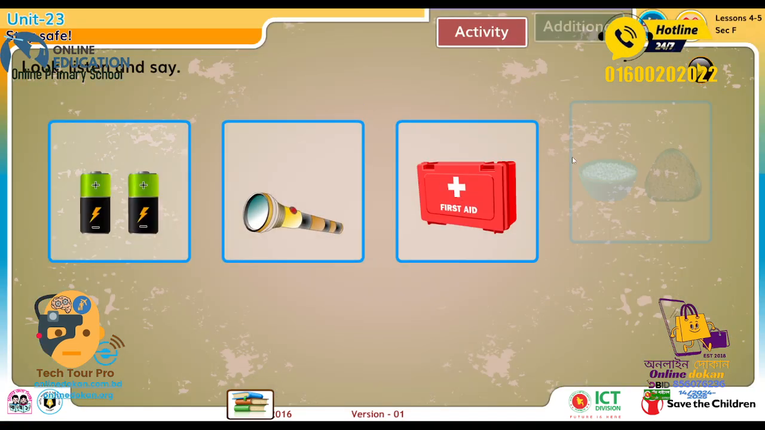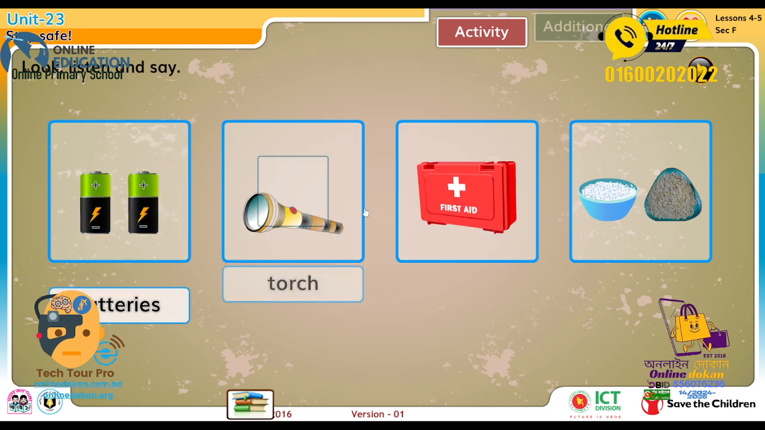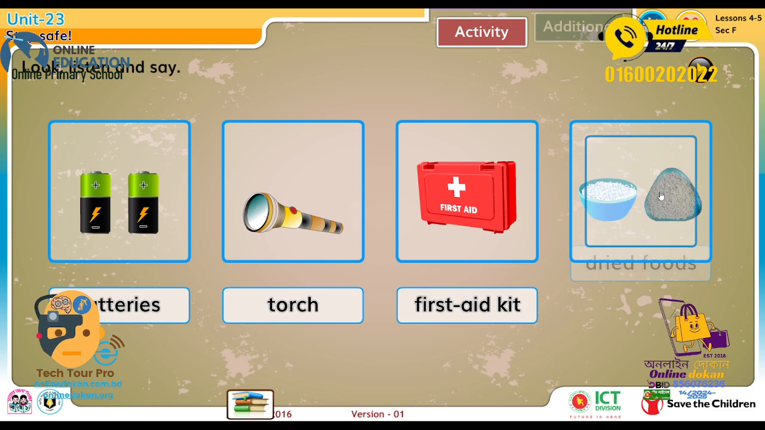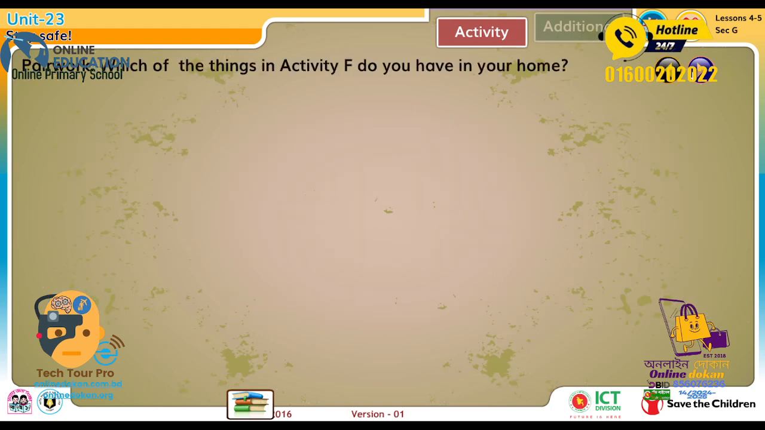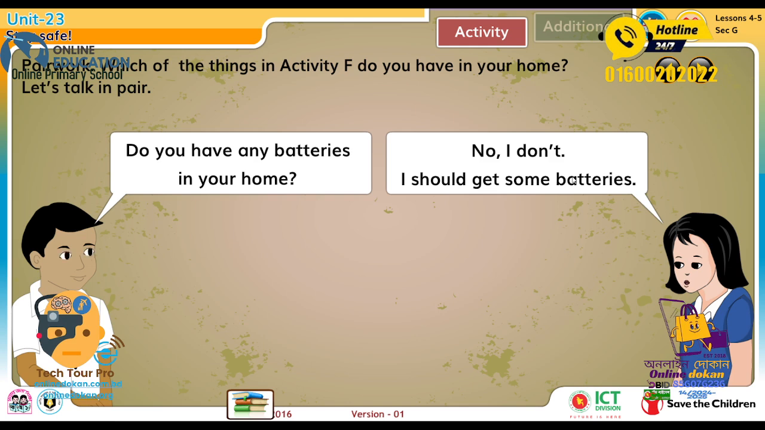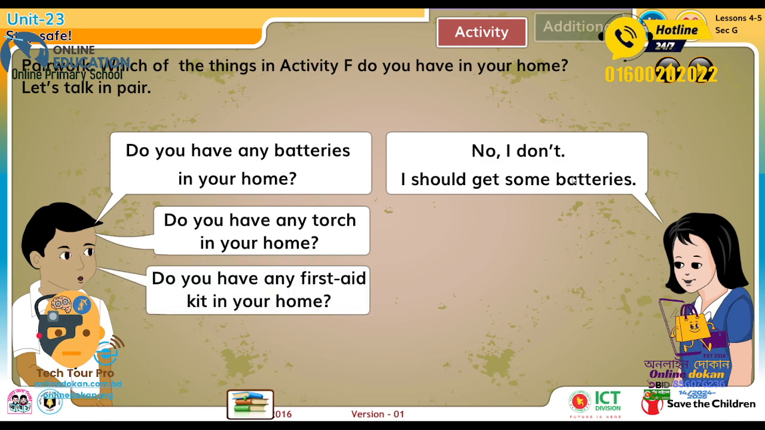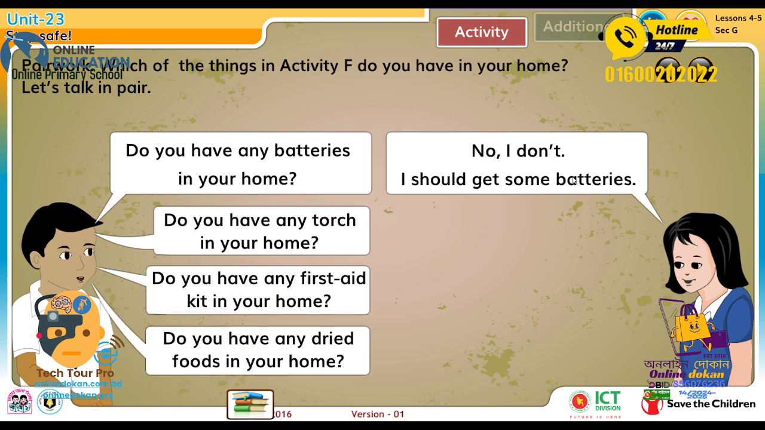Look, listen, and say. Batteries, torch, first aid kit, dried foods. Pair work. Which of the things in activity F do you have in your home? Let's talk in pair. Do you have any batteries in your home? No, I don't. I should get some batteries. Do you have any torch in your home? Do you have any first aid kit in your home? Do you have any dried foods in your home?